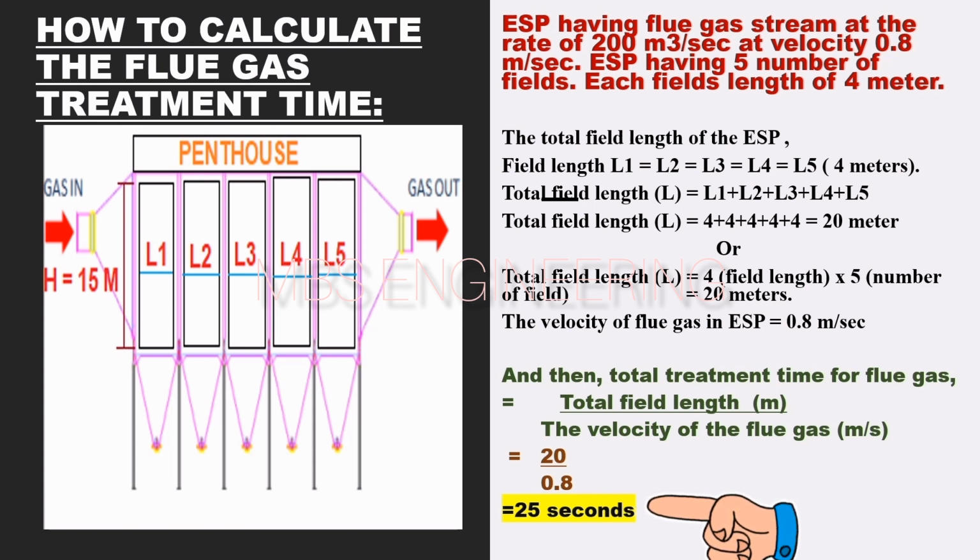So, the flue gas is treated for 25 seconds for dust collection, inside of the electrostatic precipitator, ESP.